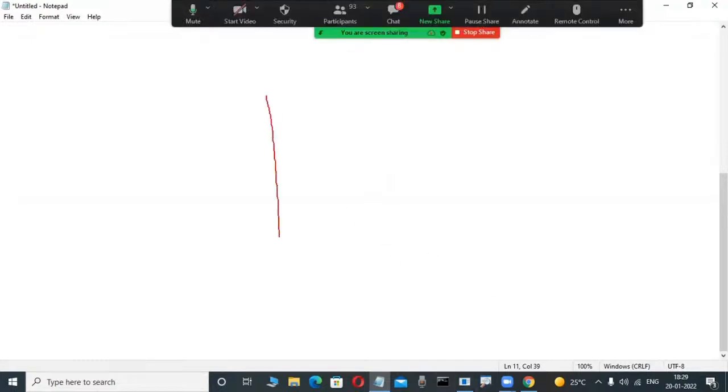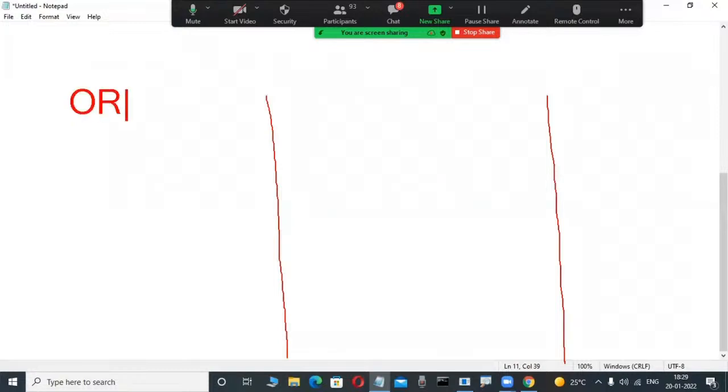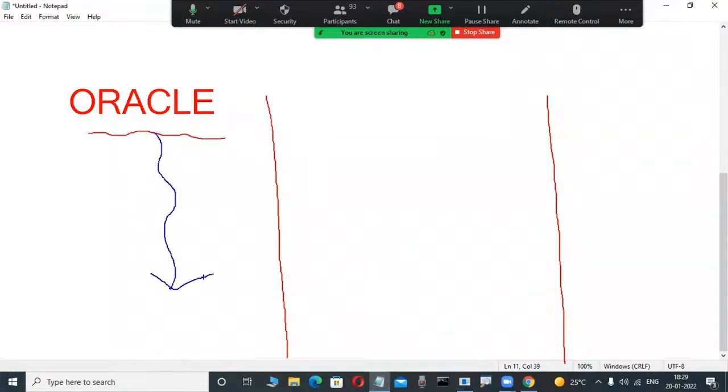Suppose I am working in a company, and I am working on an Oracle project. Oracle is a relational database product. If I want to operate this relational database product, I use SQL as the language. Observe here: SQL is a language I'm using.